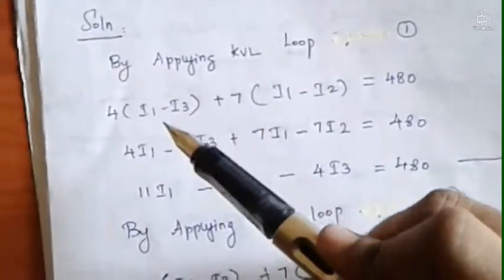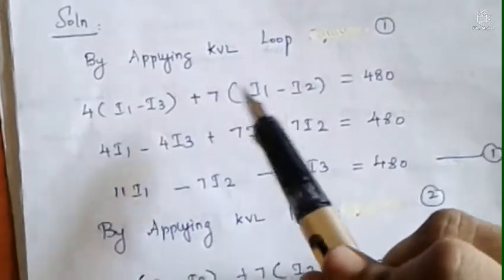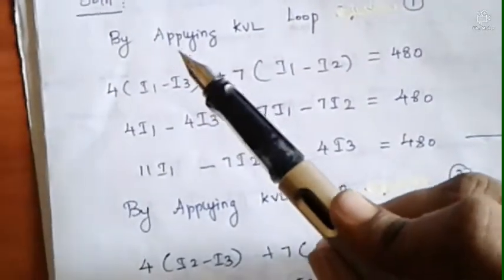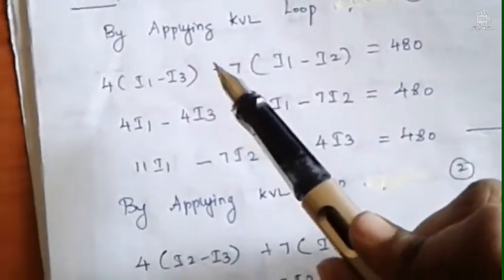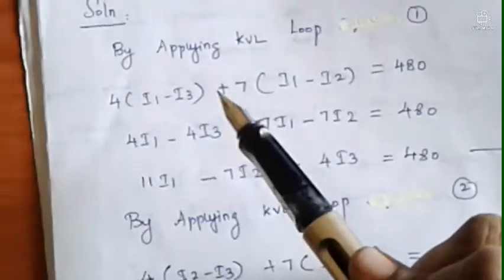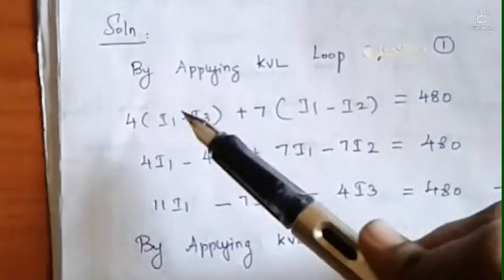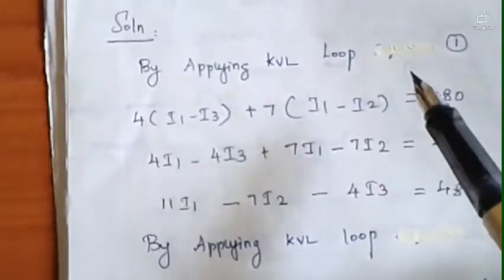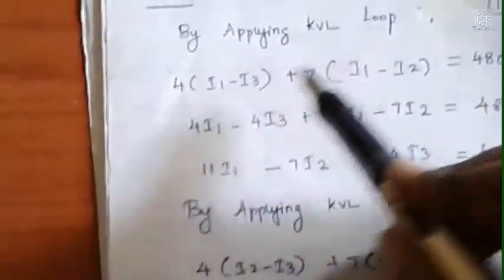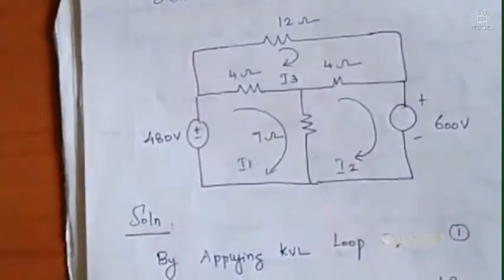Solution. First we have to apply Kirchhoff's voltage law. Whenever you are solving a loop analysis problem, we have to apply KVL, Kirchhoff's voltage law. I am applying KVL for these loops one by one. First I am applying KVL to loop number 1.